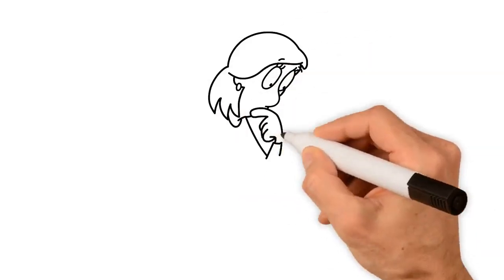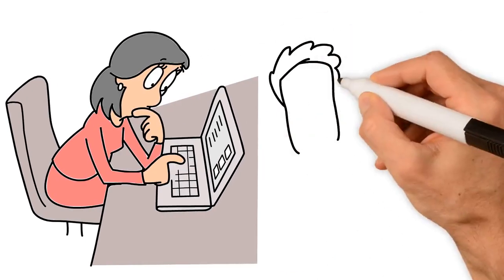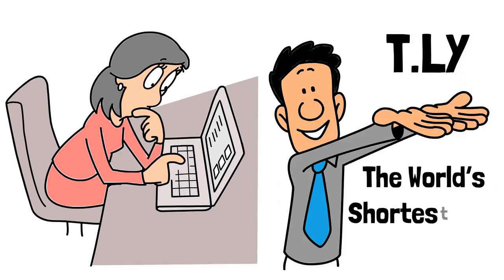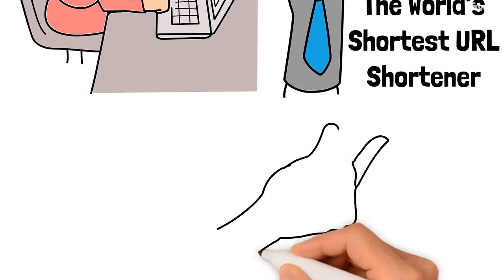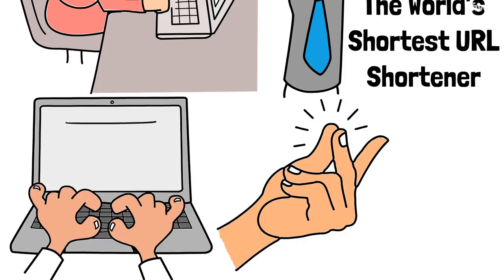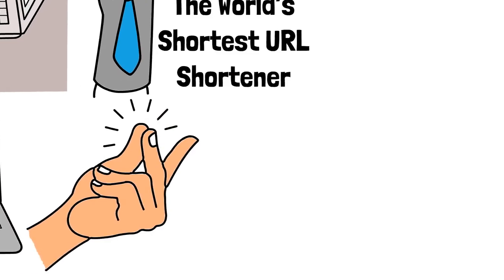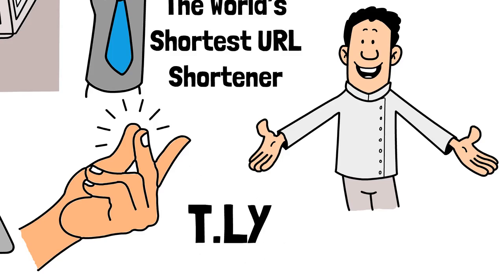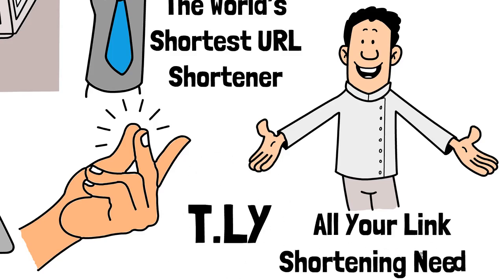Are you tired of sharing long, complex URLs? Introducing t.ly, the world's shortest URL shortener. In just a few seconds, you can transform those lengthy links into sleek, manageable, short URLs. Let's dive into what makes t.ly the go-to choice for all your link shortening needs.